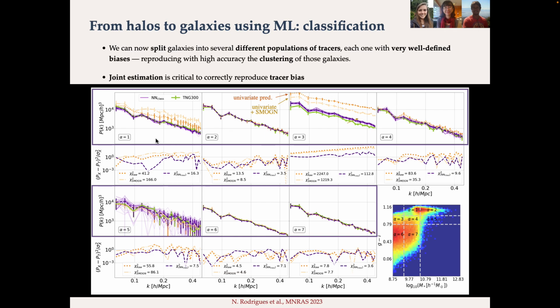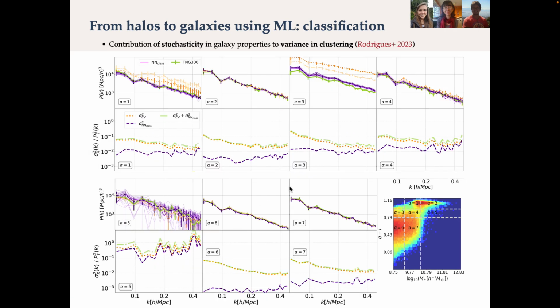Now, basically we are at the limit of cosmic variance here for the accuracy with which we can predict the clustering of these populations with our method. However, it's interesting that you can also imagine that the stochasticity of galaxy properties means that when we compute the power spectra of those populations, there will be a kind of variance associated with that stochasticity. And this is what we also quantified in our paper, Rodrigues et al. 2023.